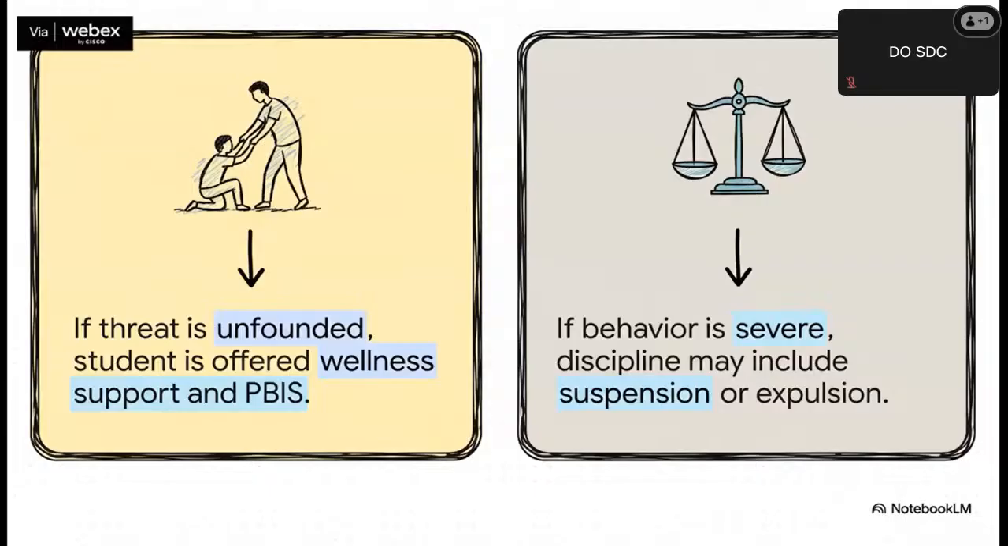The student gets offered wellness services and help through what's called PBIS, which is basically a framework for creating a more positive and constructive school environment. But on the other hand, if the behavior is found to be severe under the California Education Code, then we're talking about disciplinary action. That could mean suspension or even expulsion. So you see, it's a system that has both support and real accountability built right in.